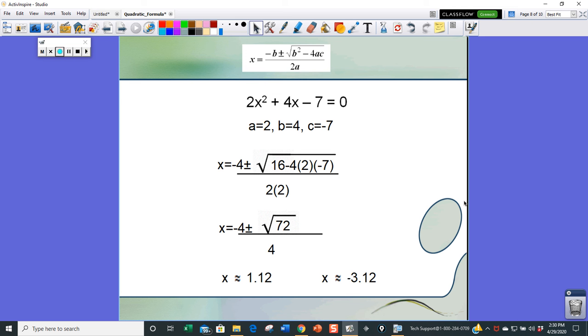That's all there is to the quadratic formula. It's just like a formula. It's just plug and chug. So if you don't want to factor or you don't like factoring, remember quadratic formula works 100% of the time.